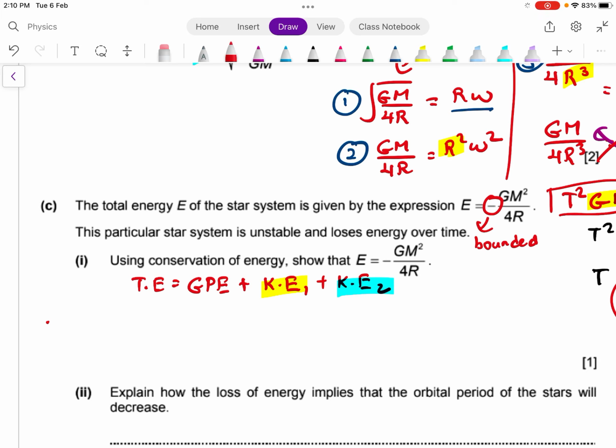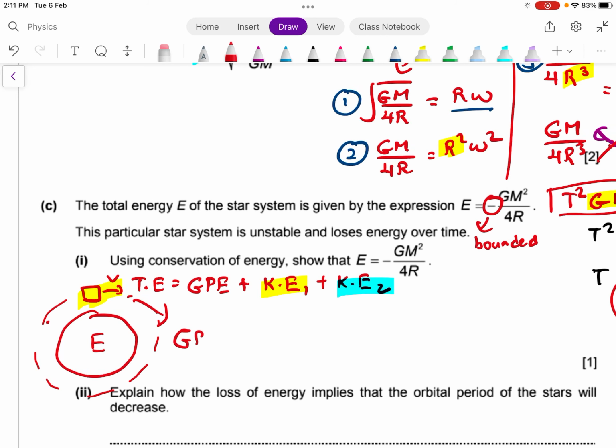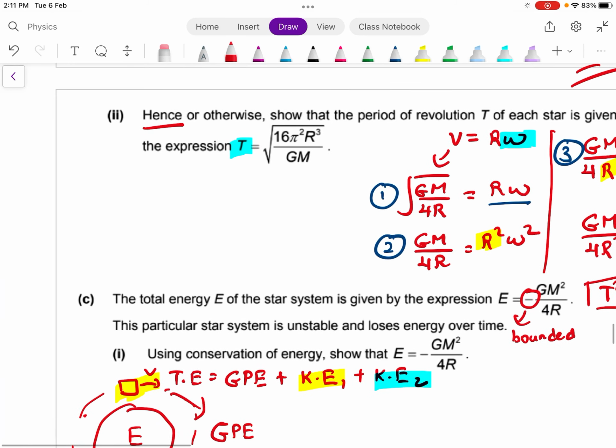Because in the normal circumstances that we learned last week, the energy of Earth and satellite: there's a satellite orbiting around the Earth, so you can see that the Earth is actually not moving. The thing that's moving is the satellite, which means that we only need to consider the kinetic energy of the satellite. So for this particular case, the total energy of the system is GPE plus KE.